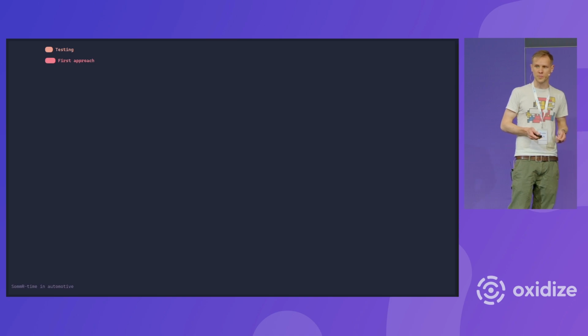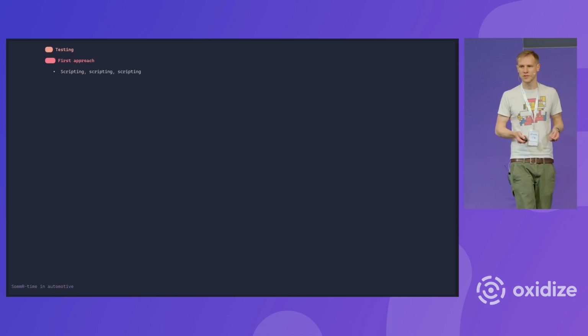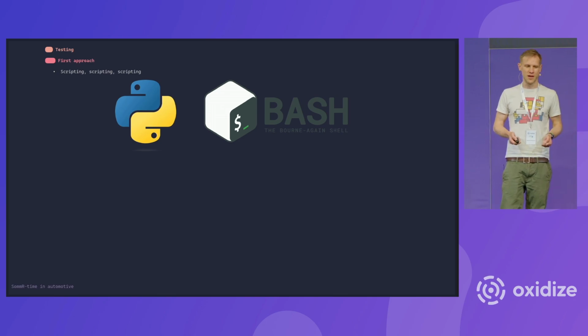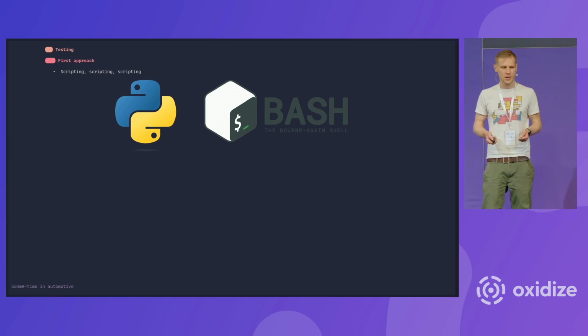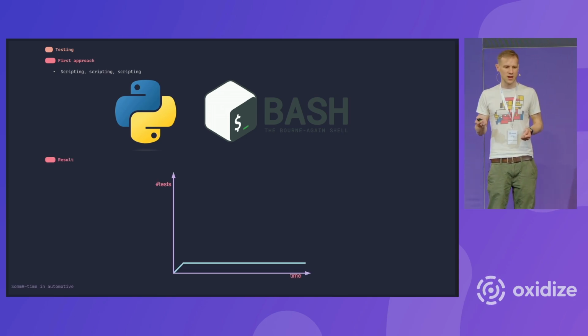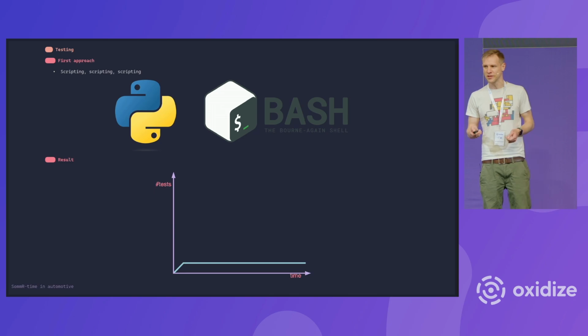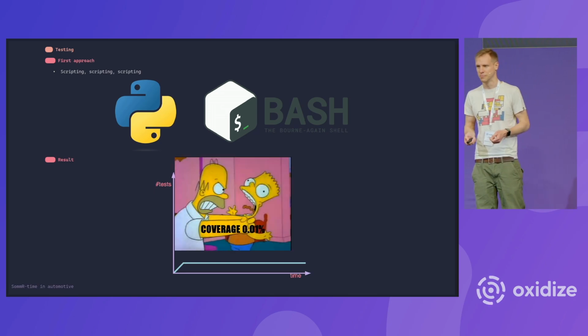So what was our first approach? Well, scripting, scripting, and even more scripting. We ended up with like a lot of lines in Bash and Python, and you can imagine like our test coverage did not go well. If you approach your quality department with such a coverage, well, this is what's going to happen to you.